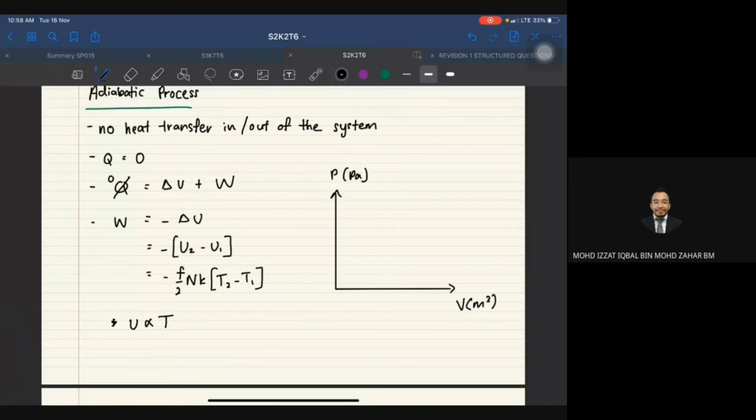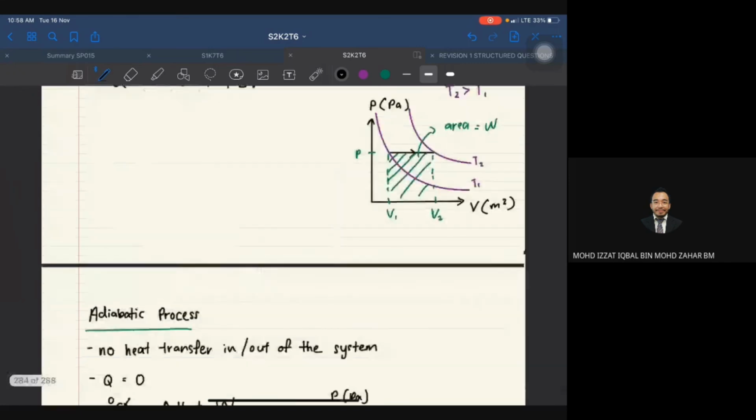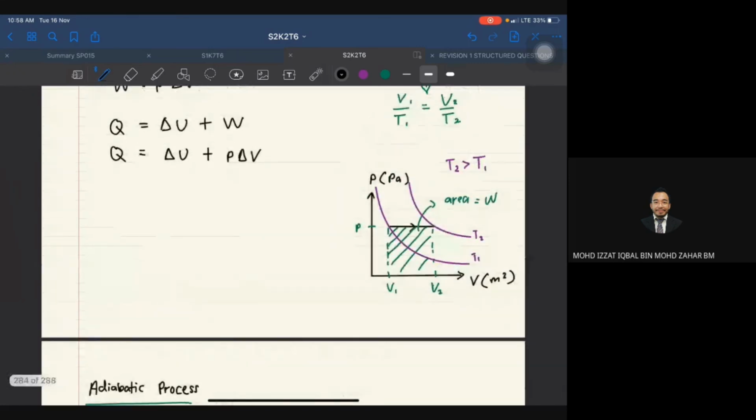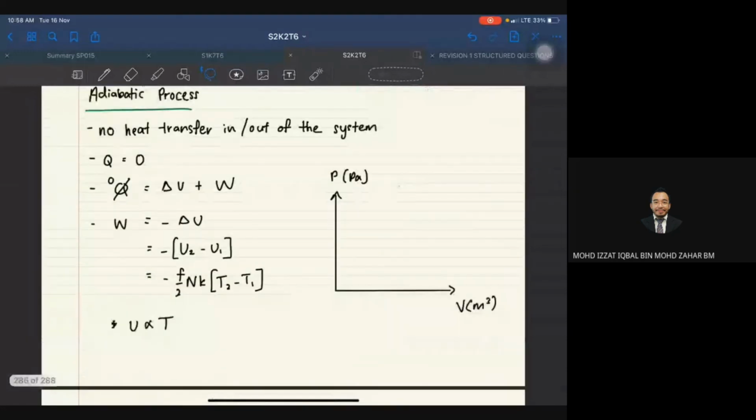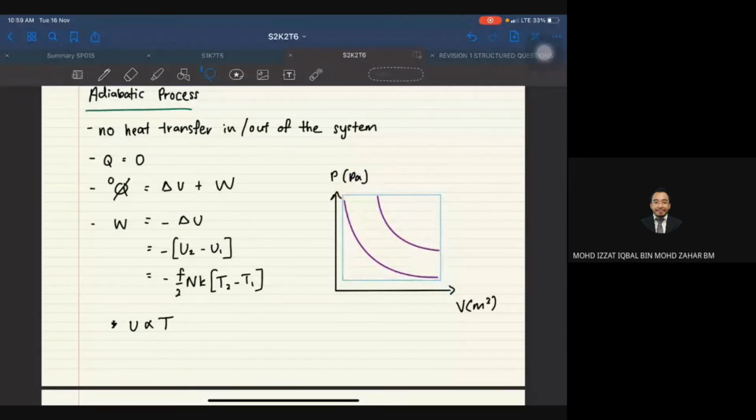Okay, so in this case, the line scale, they still have two temperature profile. Dia tak obey Charles, Boyle ataupun Gay-Lussac. Okay, maksudnya dia ada dua, semua benda dia berubah. Temperature berubah, pressure berubah, volume pun berubah. Yang Q je equals to 0. So the process will look something like this.